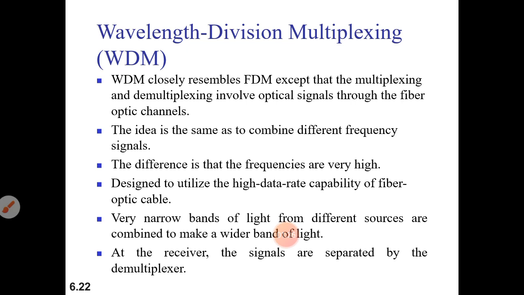The next point is that very narrow bands of light from different sources combine to make a wider band of light. A narrow band of light is nothing but a lower intensity of light, and we combine it to make a higher intensity of light. So we combine very narrow bands of light to produce a wider band of light. The last point is that at the receiver the signals are separated by the demultiplexer. At the receiver, using the demultiplexer, we separate those signals into their respective intensity values.